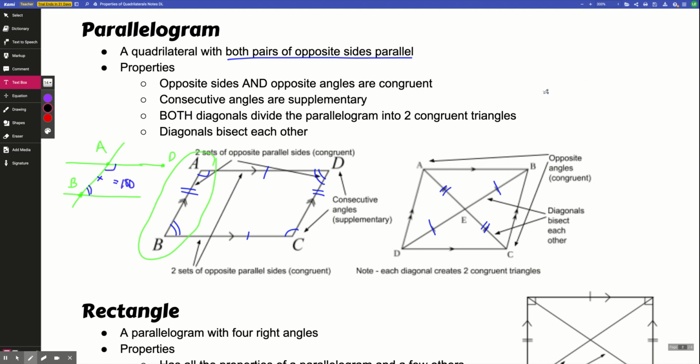So the key thing to remember here is there's lots of things that are congruent, and most of those things are opposite each other. So opposite sides are congruent, opposite angles are congruent, and then the diagonals will bisect each other. Now, what you're going to hear me talk about a lot is something called the parallelogram umbrella, where parallelogram is like the overarching term.